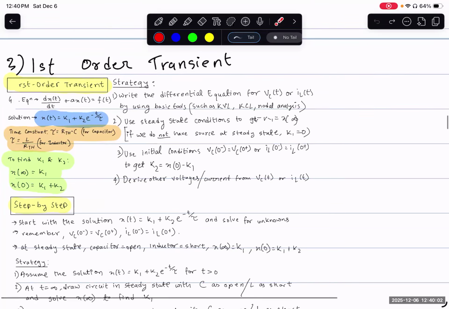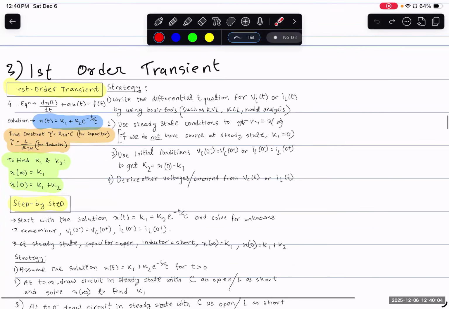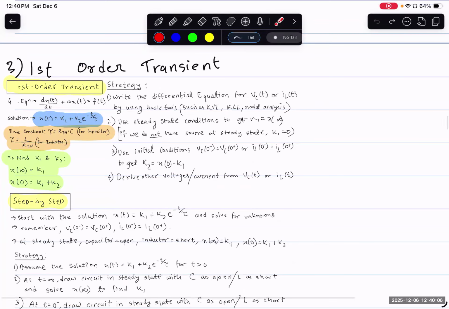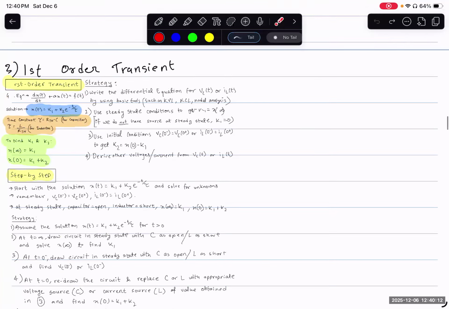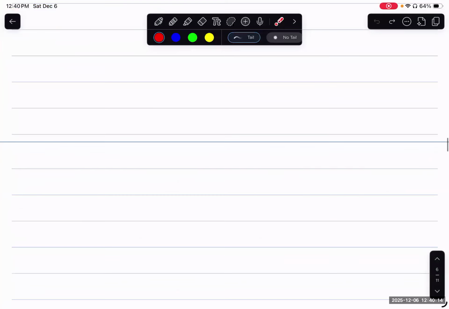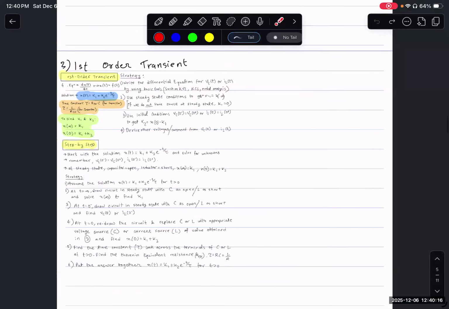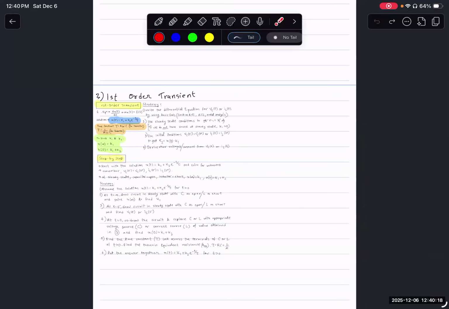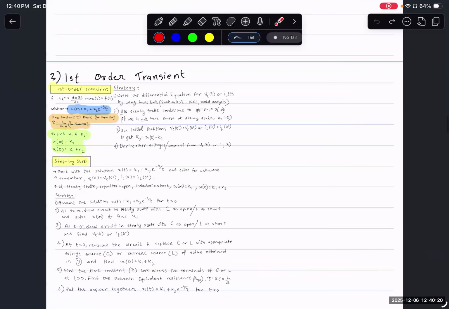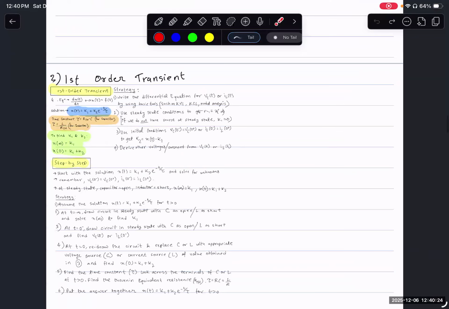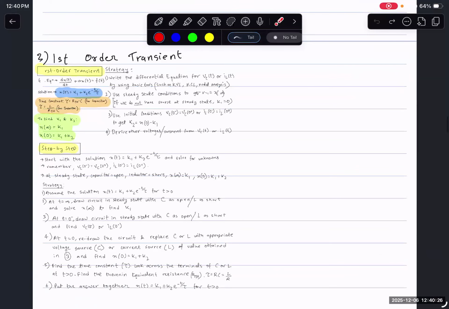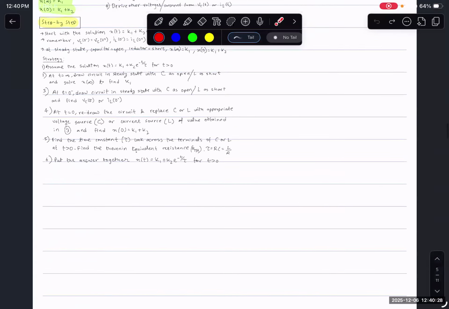So if you want to take a screenshot of this, also go ahead, or take a picture, whatever you need. This is going to be the first order transient, and I believe this is what they probably would be asking you in the finals. And if you have any questions, feel free to go off mute and ask.